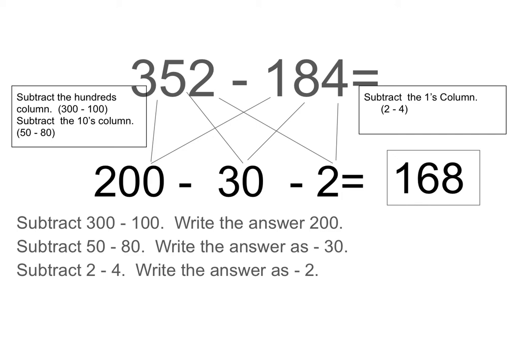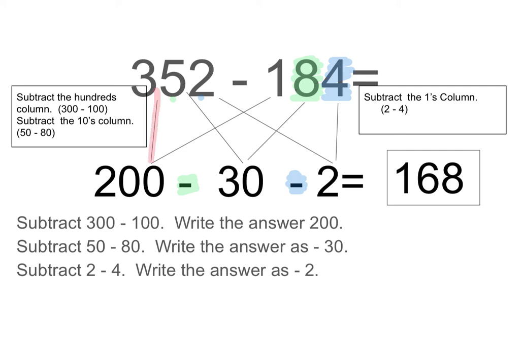352 minus 184. Look at your bigger values. So 80 is larger than 50, so that means we're going to have a negative number in the tens. We have 4 larger than the 2, so we're going to have a negative number in the ones. Make sure before you start your problem, you actually look for where your bigger values are. Now we're going to subtract our parts.